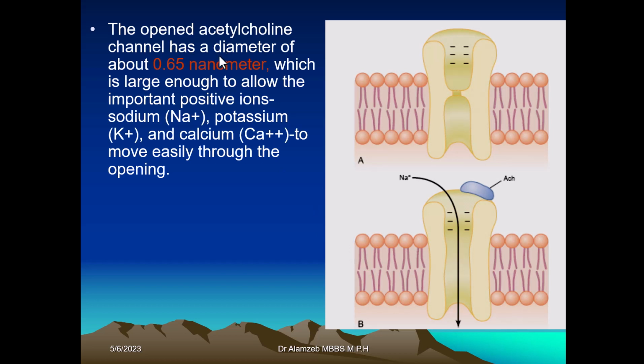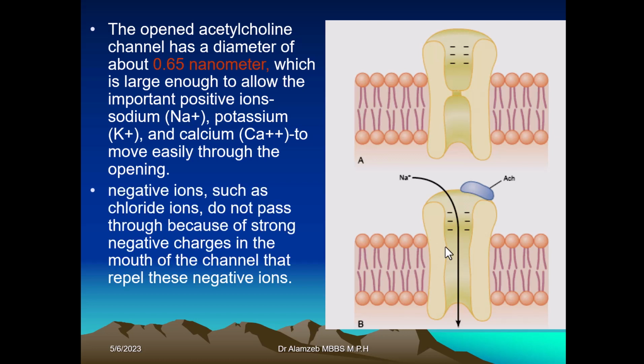The open acetylcholine channel has a diameter of 0.65 nanometer, which is large enough to allow the important positive ions sodium, potassium, and calcium to move easily through the opening. This channel is normally closed, but when triggered by the action potential it opens, and with a diameter of 0.65 nanometer, sodium, calcium, and potassium can easily pass.